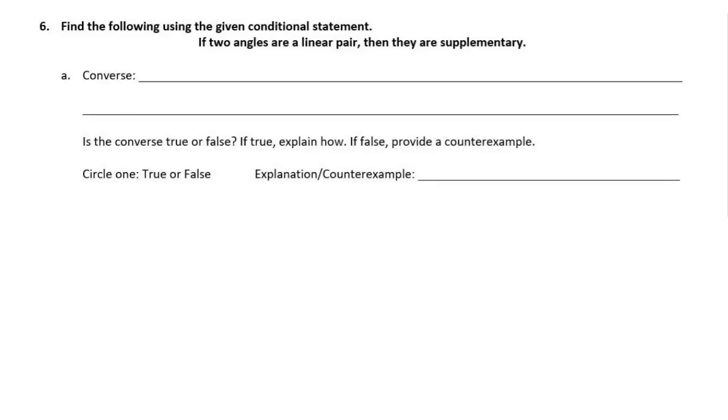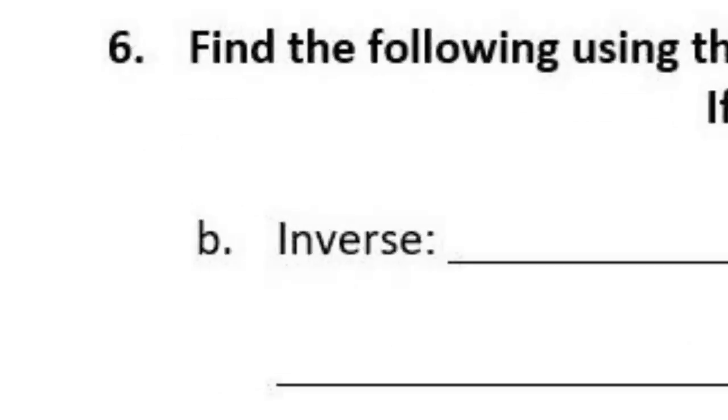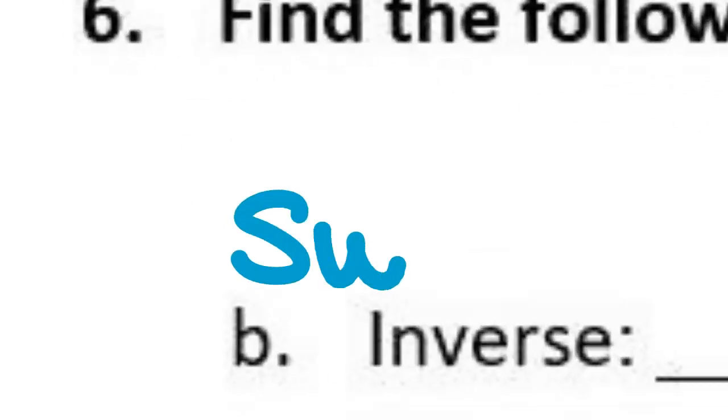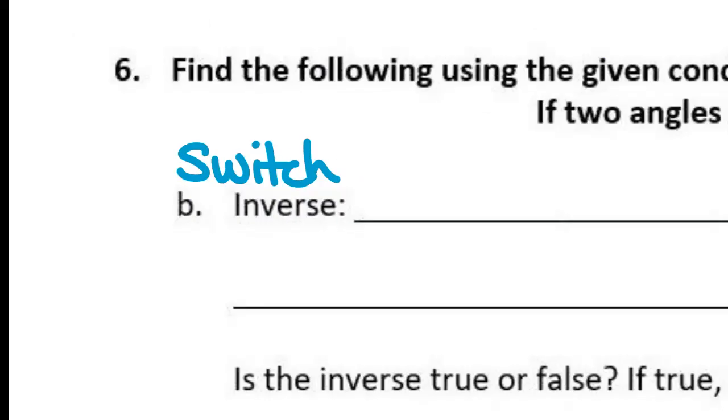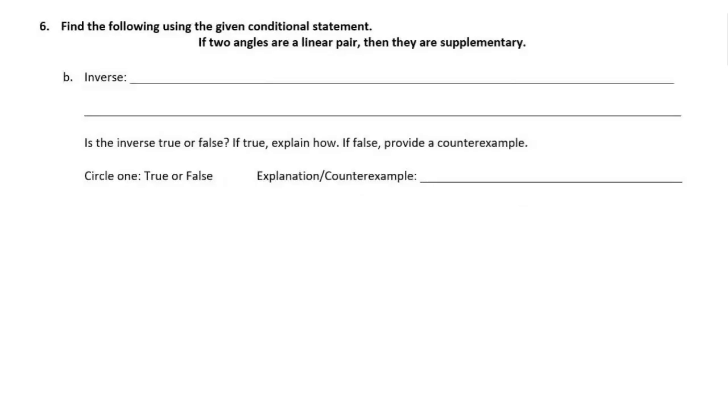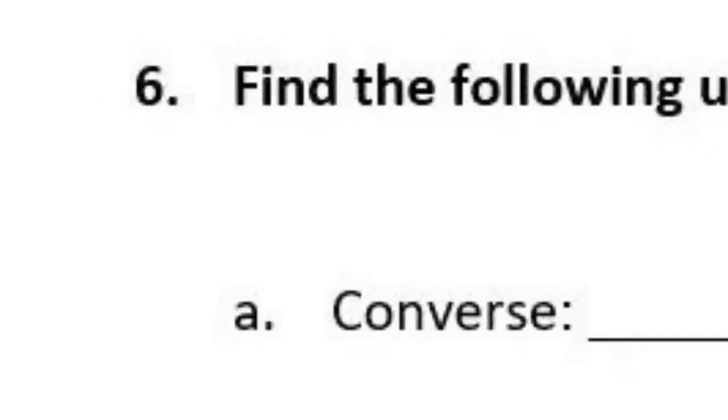Let's go to number 6, part A. Find the following using the given conditional statement. Converse means we are going to switch. Or sorry, that's part B. How did I get to part B? I want part A. I thought I had part A up on the screen. I'm sorry. Converse means we're going to switch.